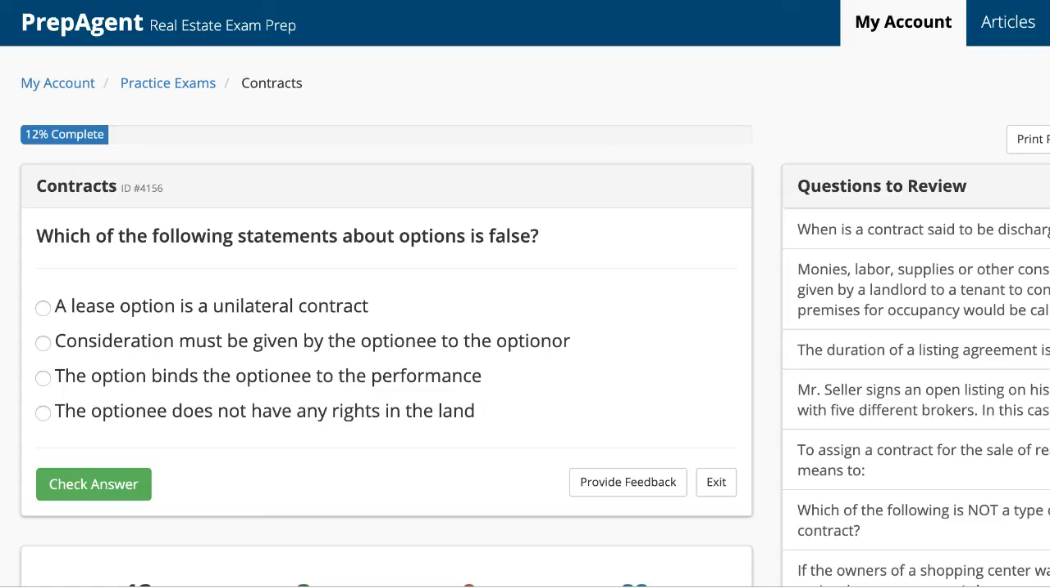Here we go. Which of the following statements about options is false? A, a lease option is a unilateral contract. B, consideration must be given by the optionee to the optionor. C, the option binds the optionee to the performance. Or D, the optionee does not have the rights in the land.